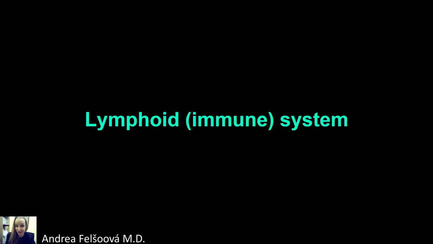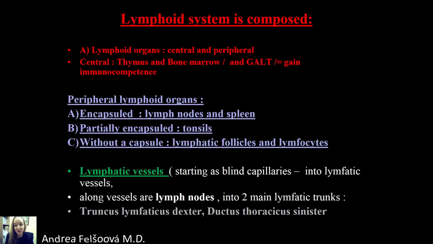Welcome to another lecture. This lecture will be about the lymphoid or immune system. A lymphoid system is composed of lymphoid organs, of course. We divide lymphoid organs into central and peripheral ones. Central lymphoid organs are bone marrow, as you already know. All immune cells are made in bone marrow.